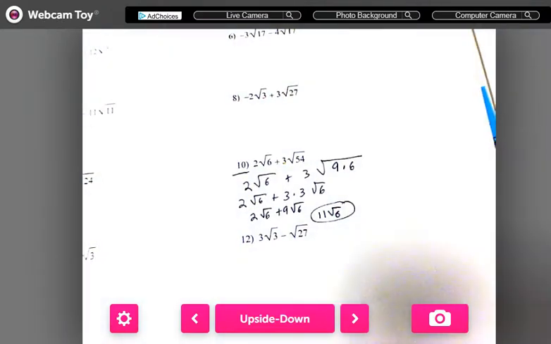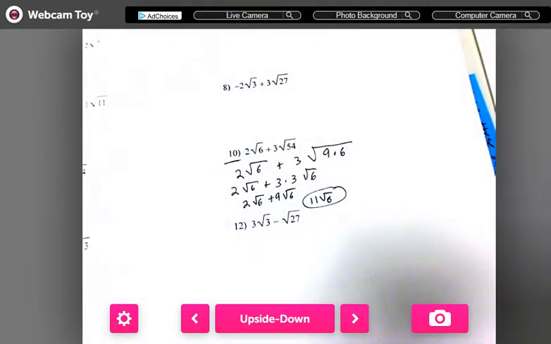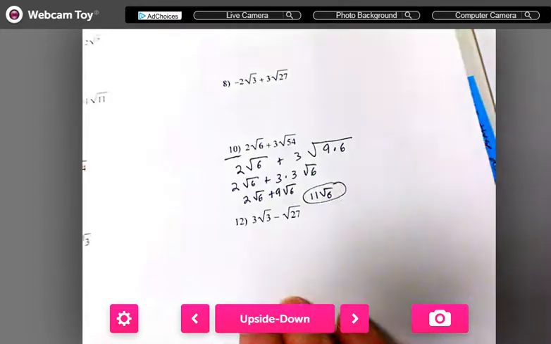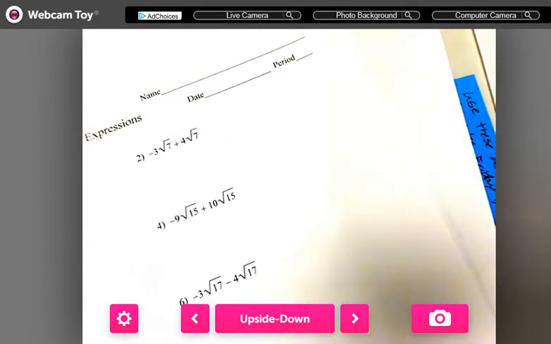Yep. Why don't you guys try number 12 on your own, and then we'll see if we get the right answer. Try number 12 on your own. I'll try it too, and then we'll compare answers.